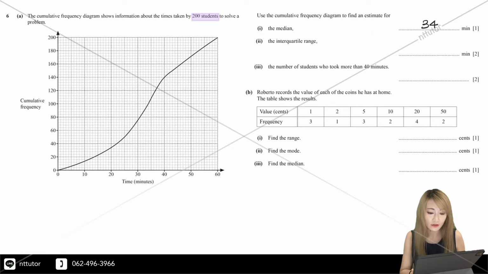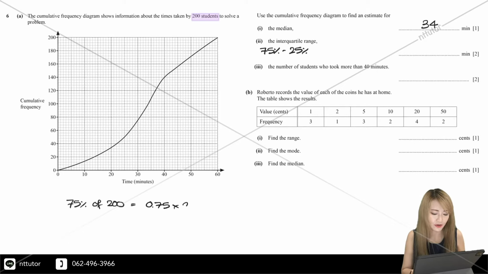2. The interquartile range. The interquartile range is the difference between the 75th percentile and the 25th percentile. So we need to find the 75th percentile. We have a total of 200 students. So 75% of 200 is equal to 0.75 multiplied by 200. So that's the 150th person.